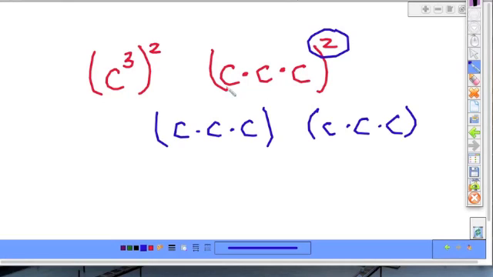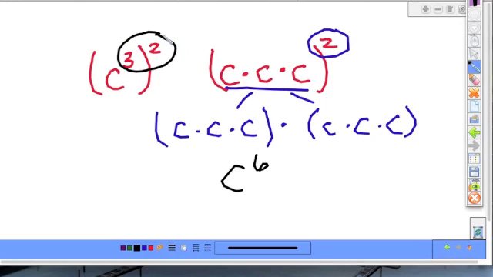That's my two there. So I took this whole thing and created two groups. Okay, now how many C's do I have all together? I have 1, 2, 3, 4, 5, 6. So it's C to the sixth power. Now there is a faster way of doing this. What you're going to do is multiply these exponents this time. So when they're being raised to another power, you just multiply. So C to the 3 times 2 equals C to the sixth.